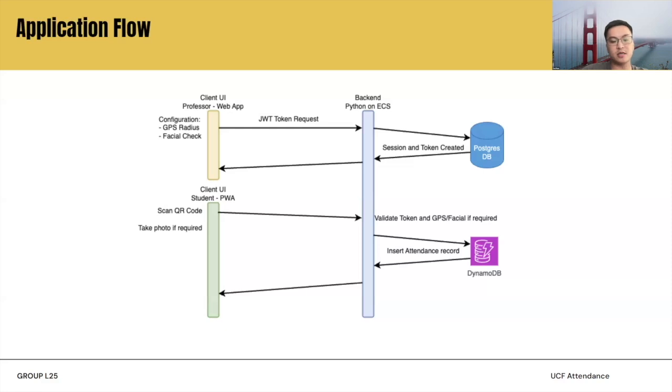and displays it on the big screen. The student, who uses the progressive web app, turns on the camera and scans the QR code on the screen. If GPS or, for example, facial recognition is required, they will have to take a photo of their face and send that back to the backend to validate. The backend goes through a multi-step process to validate the token and also check the facial recognition and GPS. If everything succeeds, it inserts the attendance record into our database and confirms with the student on the UI.